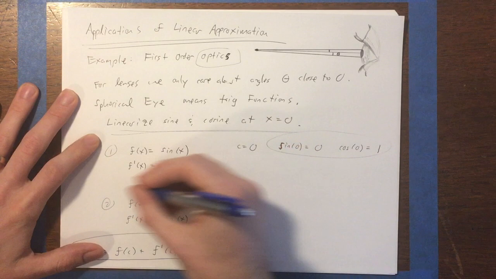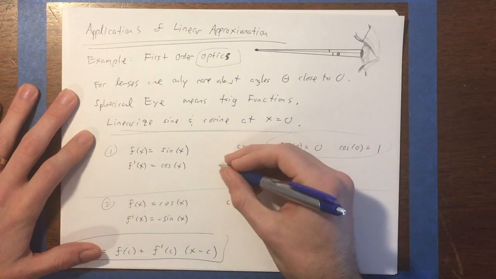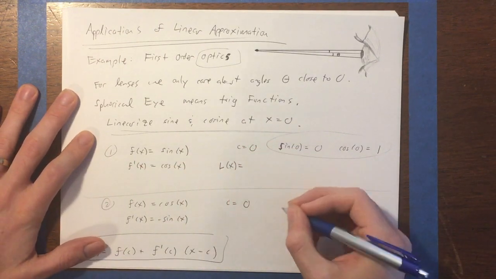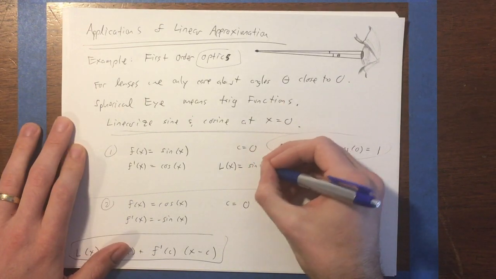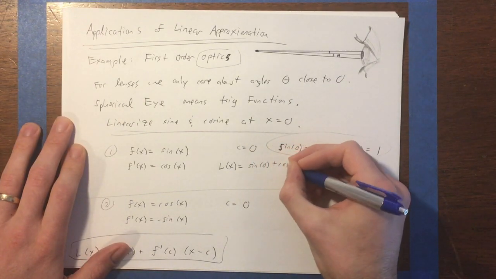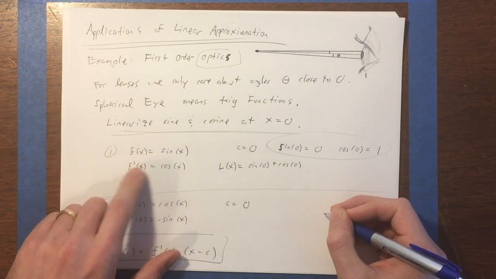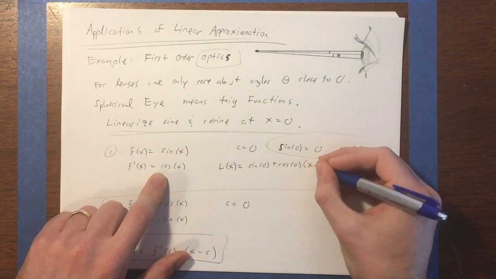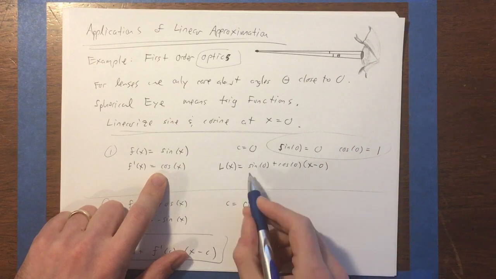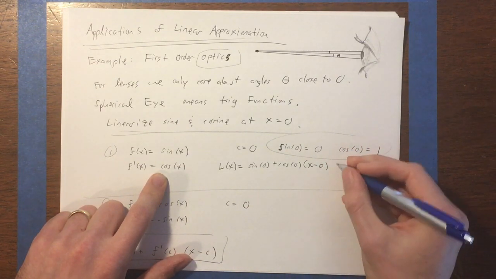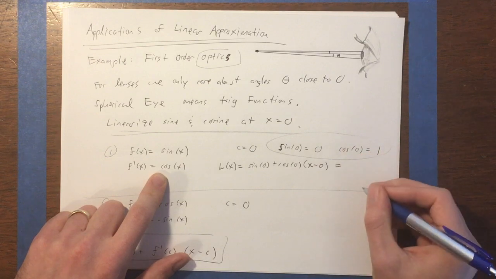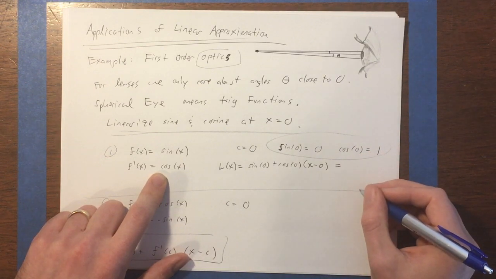For our first one, for sine, L of x is going to be sine of 0, plus cosine of 0, the derivative of that function, times x minus 0. That's the linearization, and what is that going to be equal to?